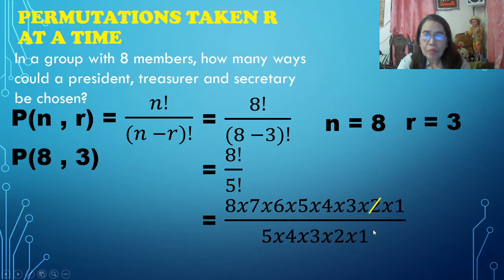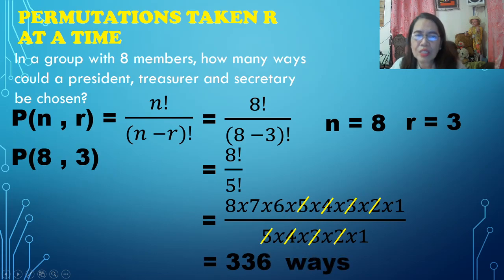So, pwede na tayo mag-cancel para mas madali. We cancel 2, cancel 3, cancel 4, cancel 5. So, multiply the remaining numbers. 8 times 7 times 6 is equal to 336 ways.